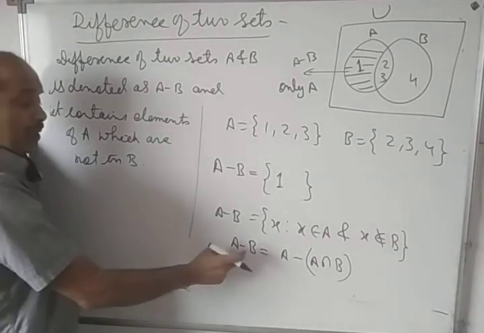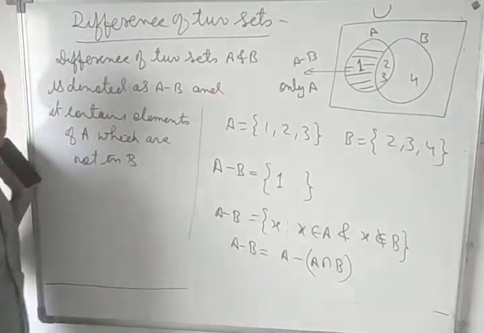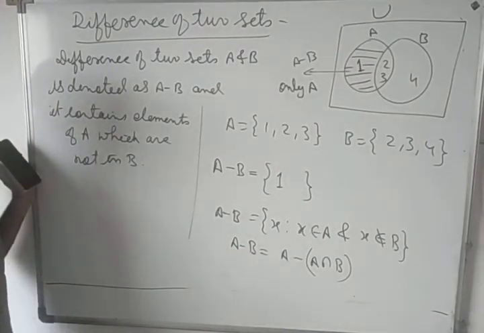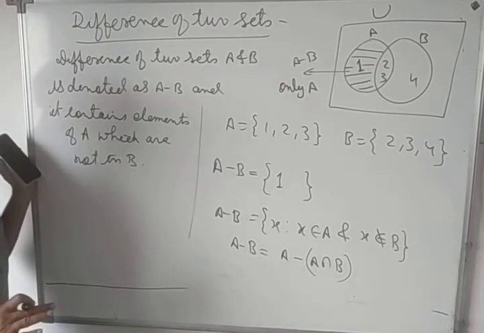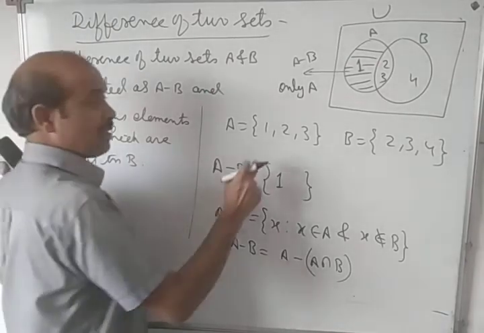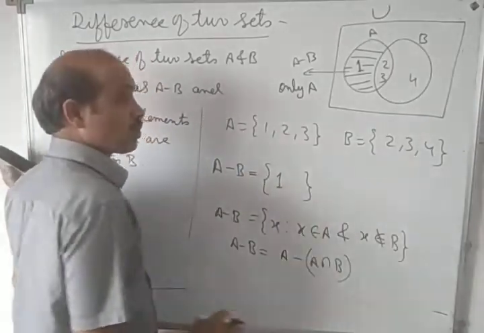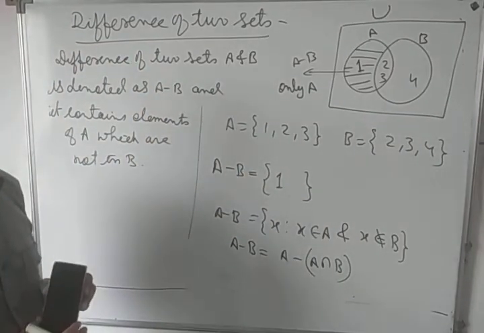But remember, we are just reading as A minus B. Otherwise there is no subtraction between two sets. You cannot say that we are subtracting the elements. No, there is no subtraction.